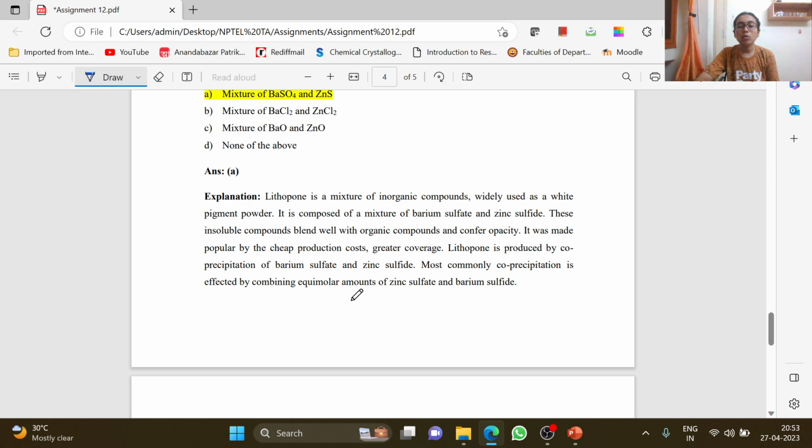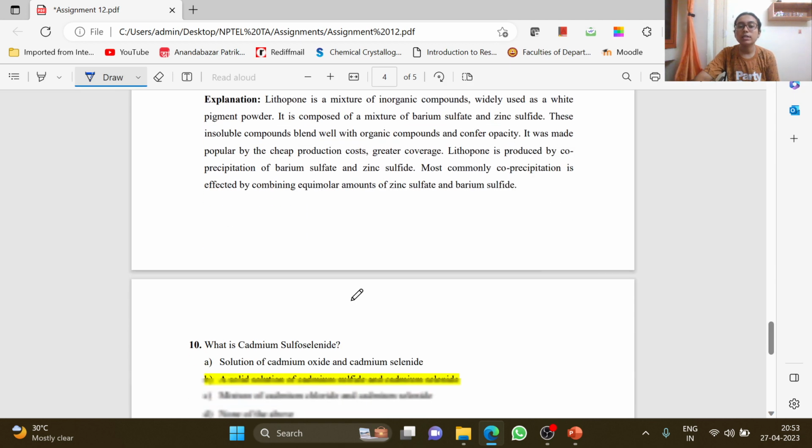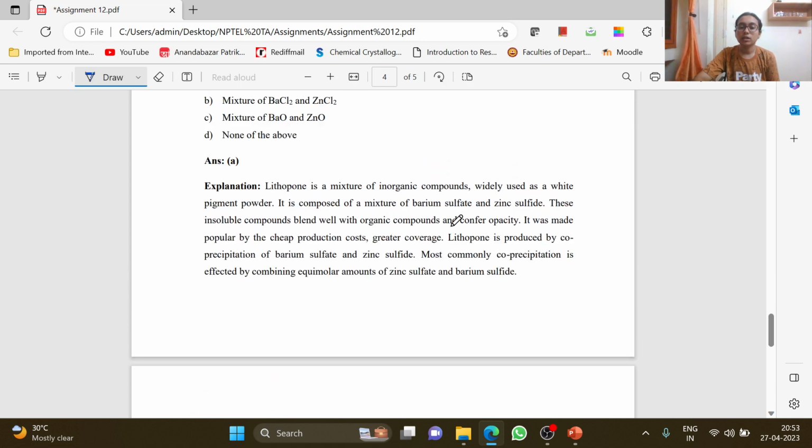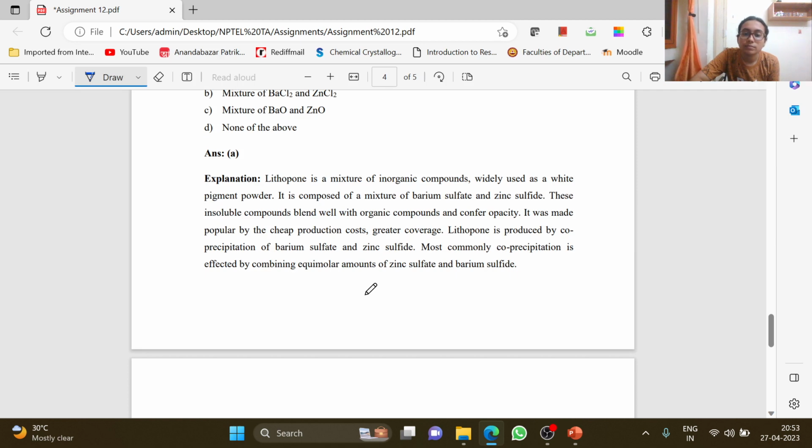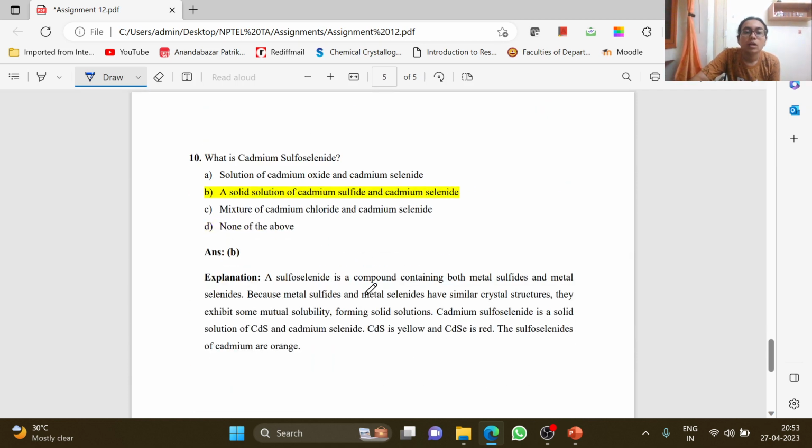Lithopone is produced by co-precipitation of barium sulfate and zinc sulfide. Most commonly, co-precipitation is effected by combining equimolar amounts of zinc sulfate and barium sulfide. Like zinc sulfate and barium sulfide, we co-precipitate them, and then zinc sulfide and barium sulfate are produced by combining these two.